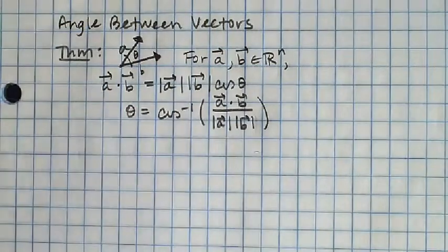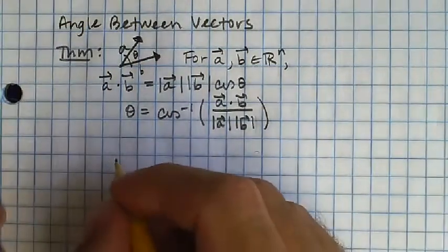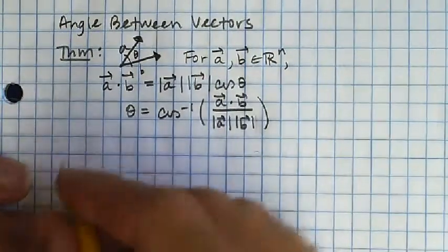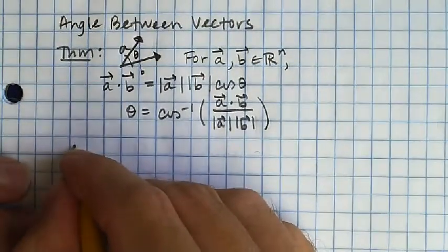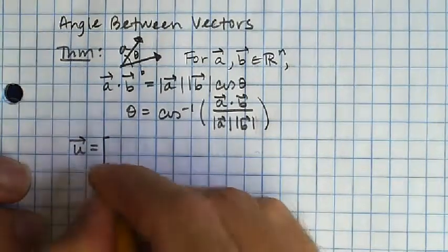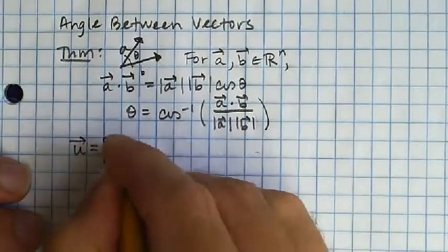So I think what I'll do is I'm just going to make up two 3-dimensional vectors. And how about 1, 1, 1? That's always a good one. I'll let U equal 1, 1, 1.